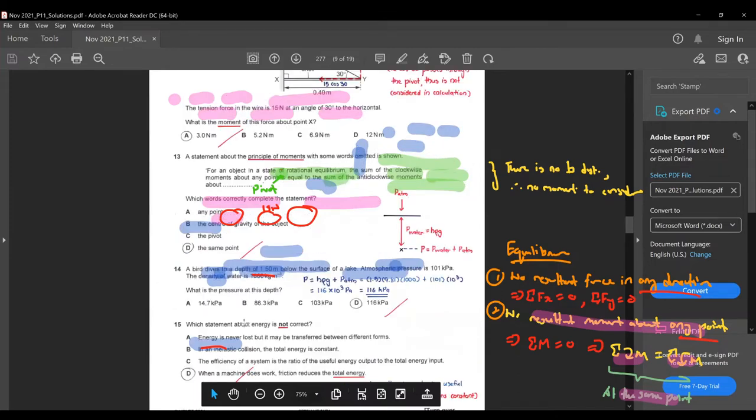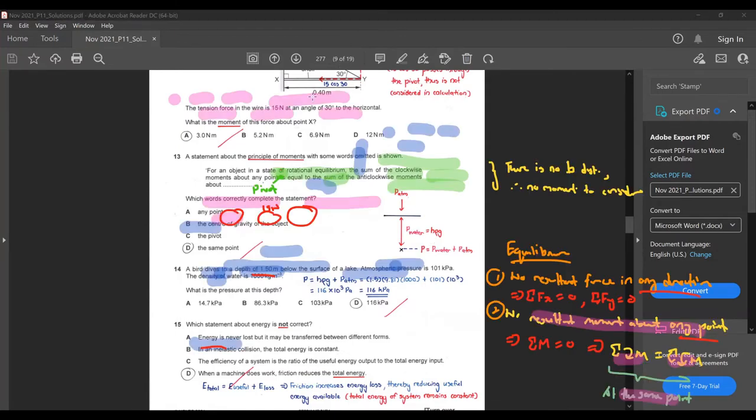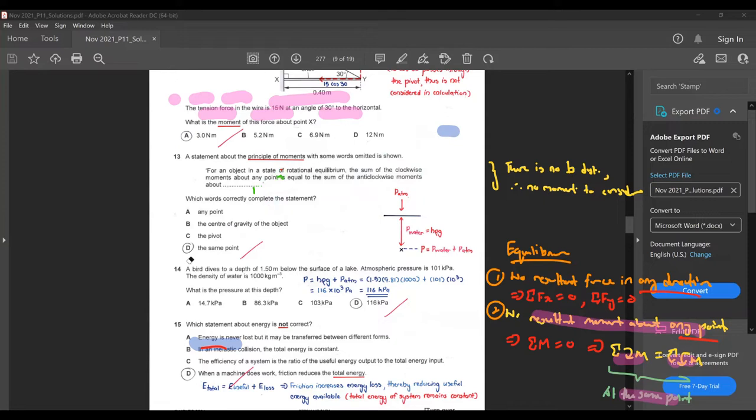Then after that, you look at number 14. Yeah, number 14, you have a bird that dives to a depth of 1.5 meter below the surface of a lake. Atmospheric pressure is 101 kilopascal. The density of water is 1000 kg per meter cube. What's the pressure at this depth? Okay, so say for example that this is the surface of your lake. The bird dove 1.5 meter below the surface until this point. So what is the pressure at this point here?